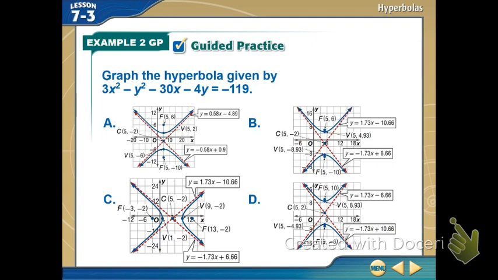Okay, so guided practice. So your turn. I'd like you to take this equation here and rewrite it in the standard form for a hyperbola. Remember to group the like terms, factor out the leading coefficient for the quadratic terms, and then complete the square. And then make sure that you divide by whatever you need to divide by so that the whole equation equals 1. So go ahead and try that now. Pause the video. When you're done, you can resume the video and check to see if you got the correct answer.